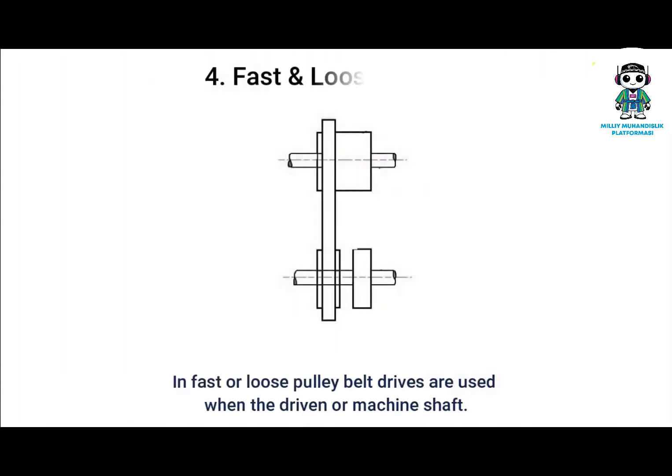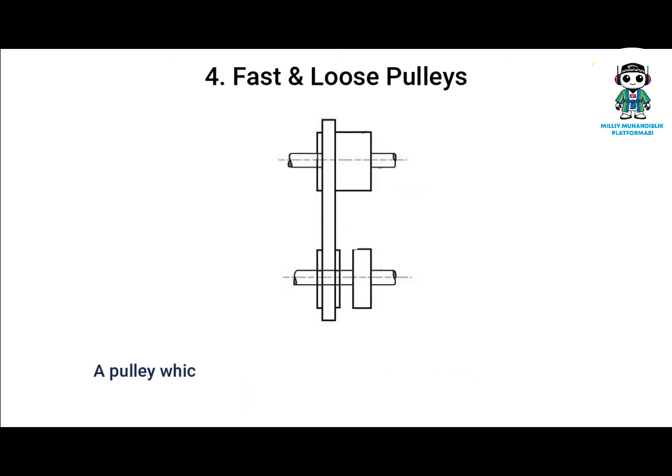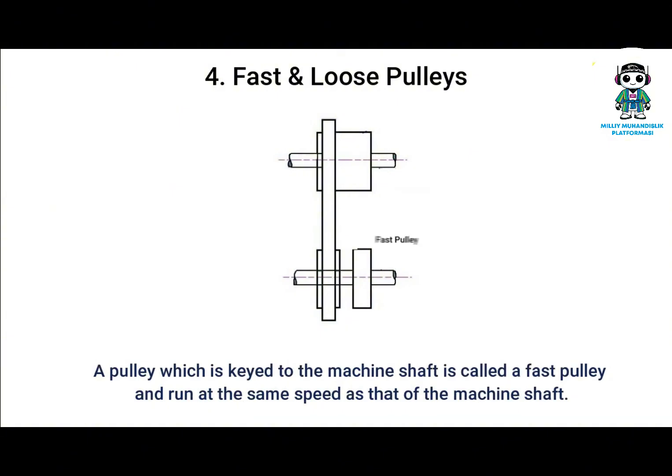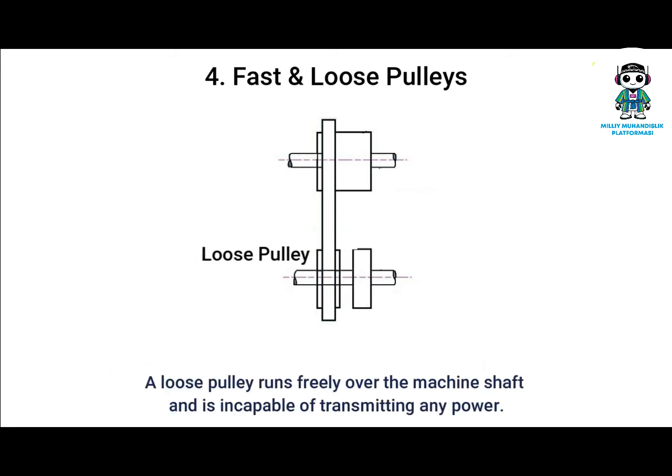In fast and loose pulley, belt drives are used when the driven or machine shaft is to be started or stopped whenever desired without interfering with the driving shaft. A pulley which is keyed to the machine shaft is called a fast pulley, and runs at the same speed as that of the machine shaft. A loose pulley runs freely over the machine shaft and is incapable of transmitting any power.